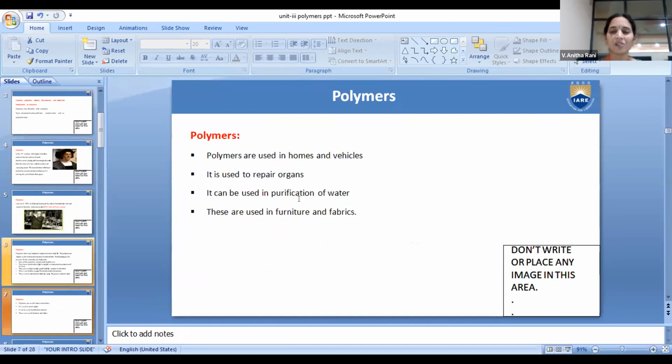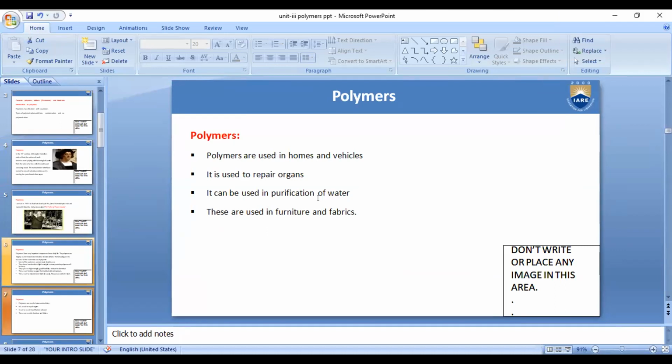And we have to see the quality also. We use polymers in homes, and in vehicles also we are using them. It is used to repair organs in the medical field. It can be used in purification of water also. I told you that cation exchange resins and anion exchange resins are polymers. Yes or no? Yes, ma'am.